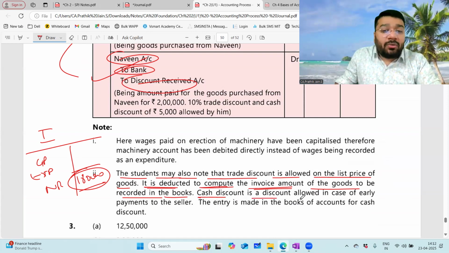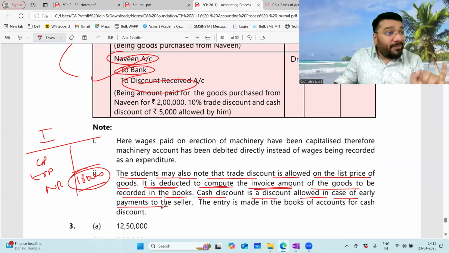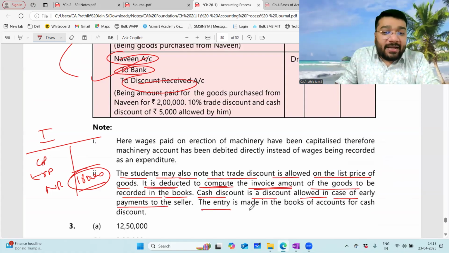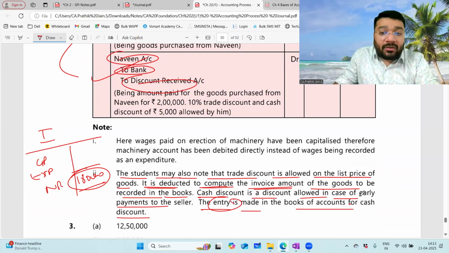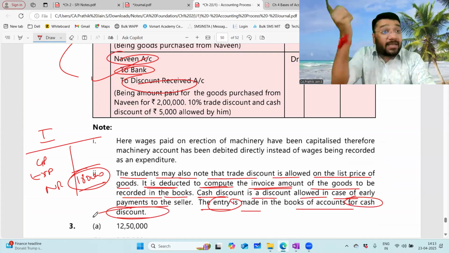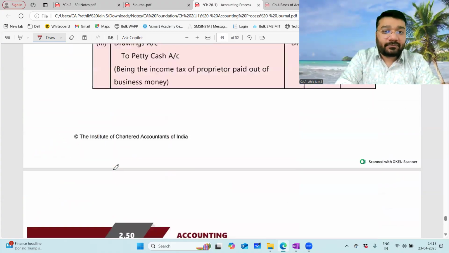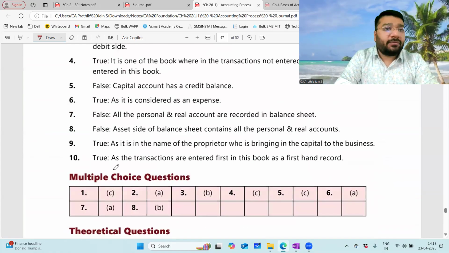Cash discount is allowed in case of early payment to the seller. Now here they've used the word only early payment. But what did we learn? Immediate payment, early payment and prompt payment. For all these three, discount is allowed. The entry is made in the books of accounts for cash discount. Trade discount is not recorded in the books of accounts, but cash discount is recorded. Over? Yes. The remaining questions will be done later.